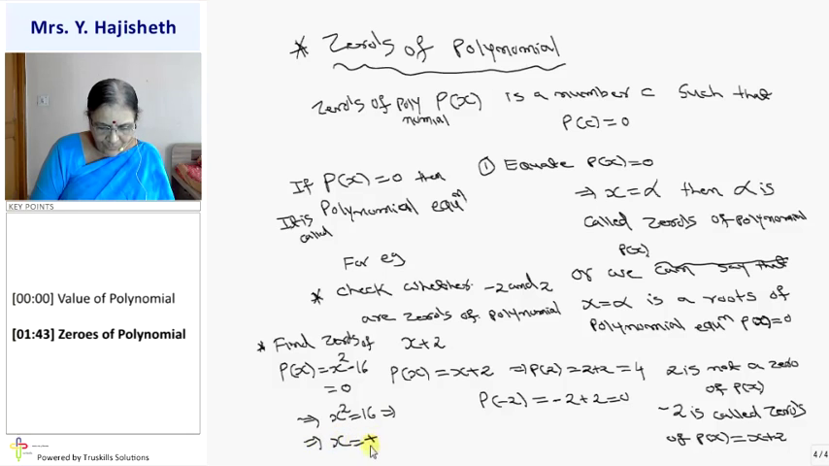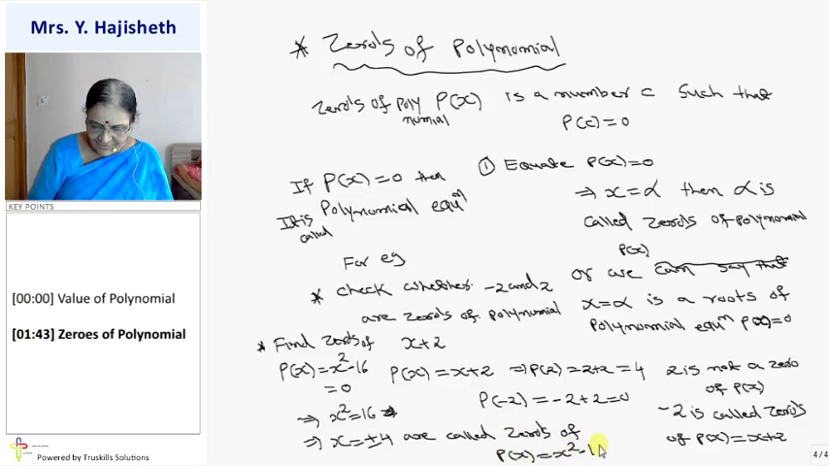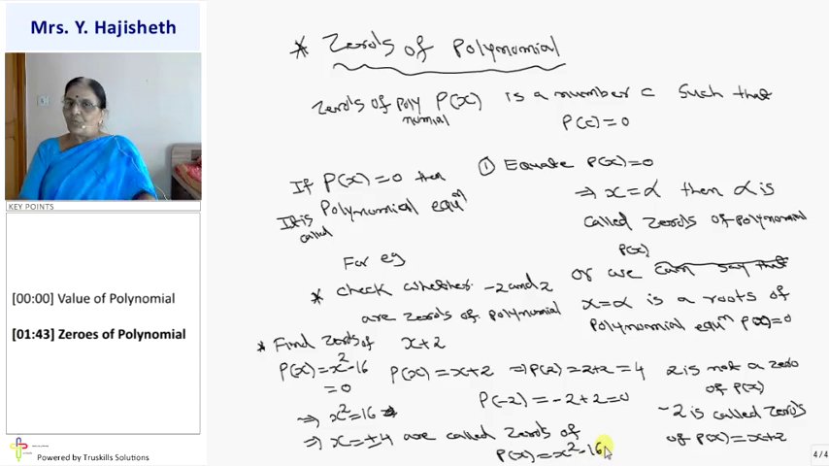plus or minus 4. So plus or minus 4 are called zeros of p(x) is equal to x square minus 16. Clear? So 4 is also zeros of x square minus 16 and minus 4 is also called zeros of x square minus 16. Are you clear about zeros?